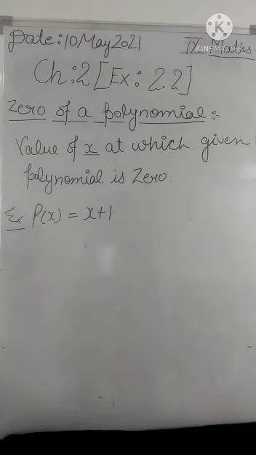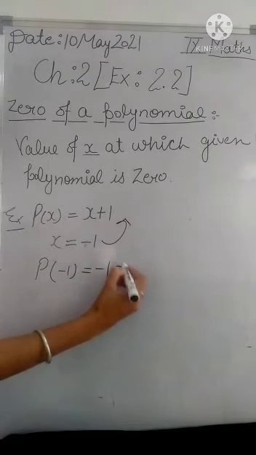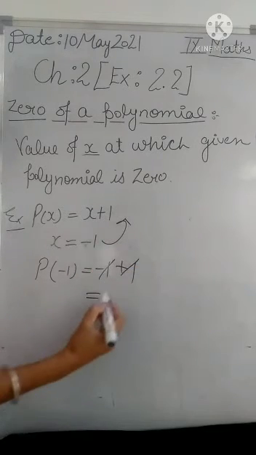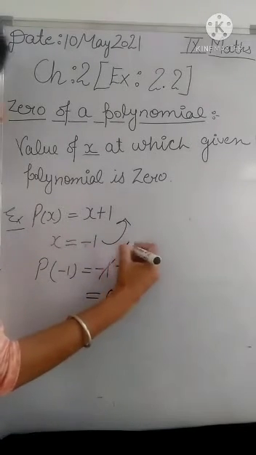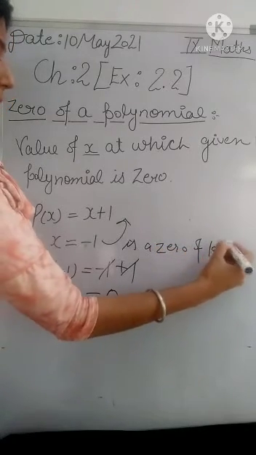For example, if I have a polynomial p(x) is equals to x plus 1, clear? And if I put x is equals to minus 1 in this polynomial, I get p(-1) is equals to minus 1 plus 1. And when I cut this minus with this plus 1, I get 0. Means x is equals to minus 1 is a 0 of polynomial.